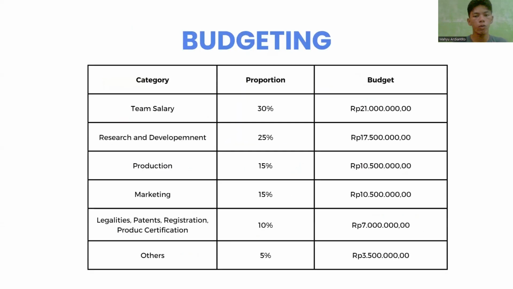For the budgeting, we estimate that we need $5,000, equal to 18 million rupiah. With the proportion of team salary at 30%, research and development 25%, production 15%, marketing 15%, legalities, patents, registration, and product certification 10%, and other expenses 5%.